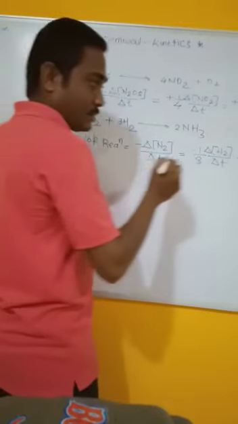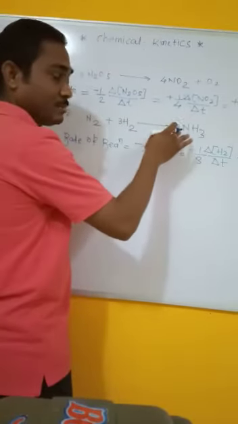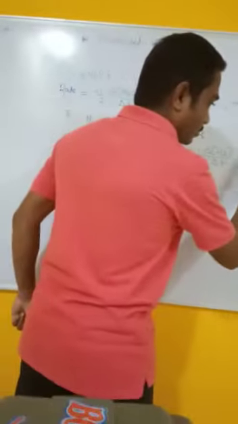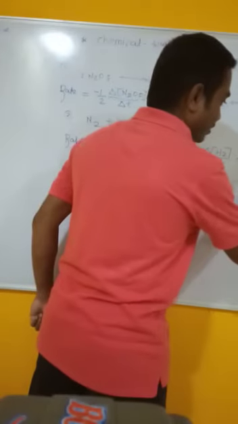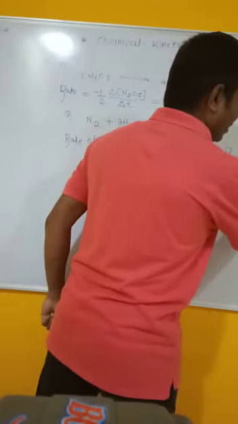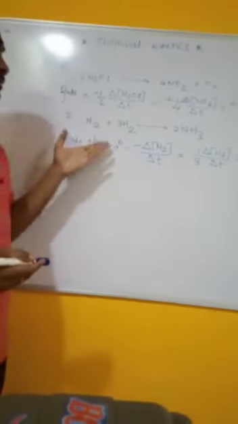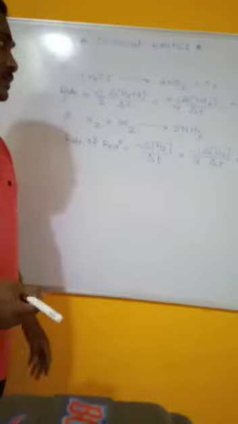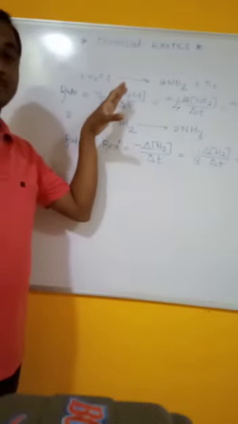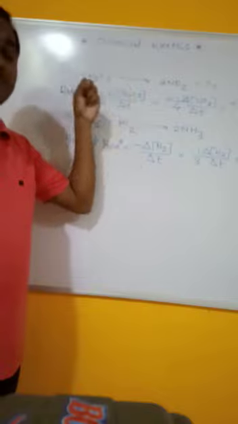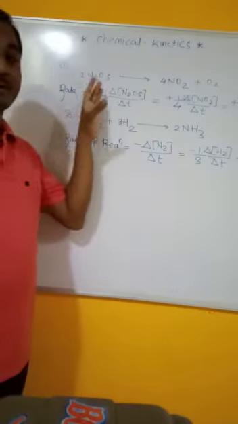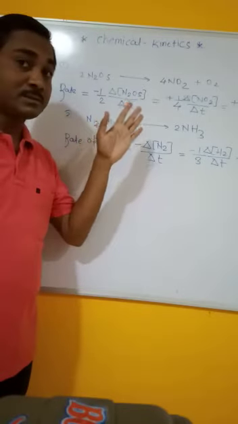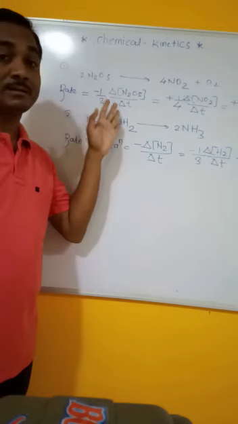is equal to plus. Why plus? Because it is a product. 2 is a coefficient, therefore it becomes a fraction 1 by 2 grad concentration of NH3 divided by grad T. This is the rate of reaction for the next reaction, N2 plus thrice H2 changes to twice NH3. Similarly, you can find out the rate of reaction for various chemical reactions. This is the total concept about the rate of reaction. What is meant by the rate of reaction? Change in concentration per unit time.